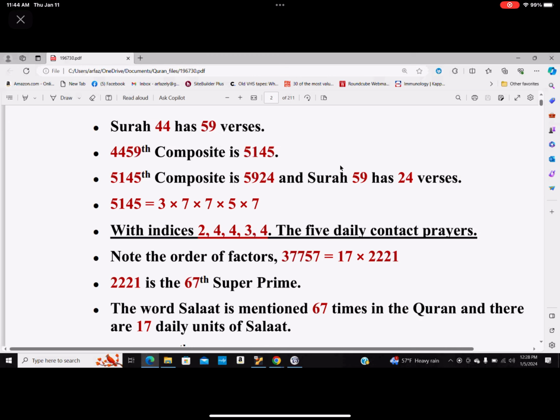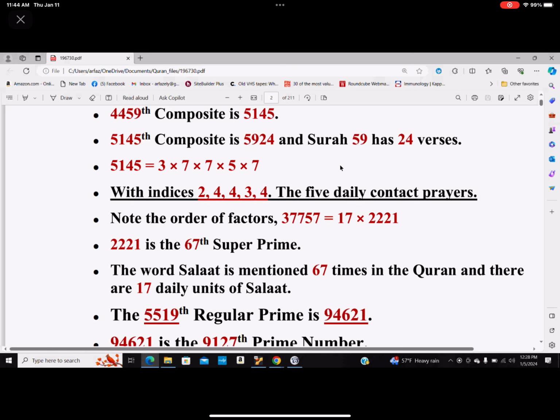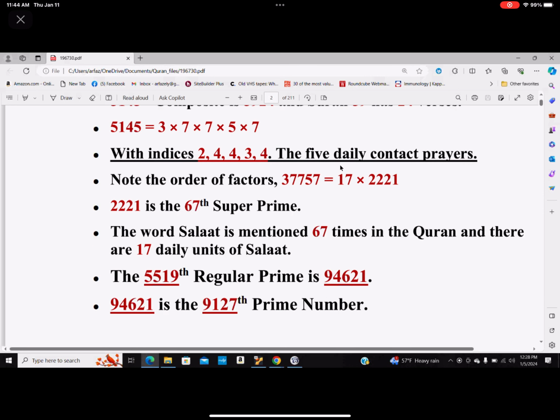Okay? So, come down here. These two that I have, I increased the font size. 5519's regular prime happens to be 94621, but 94621 is the 9127th prime number. We are back to 9127.